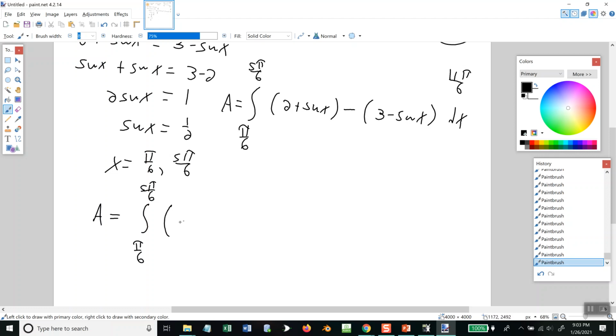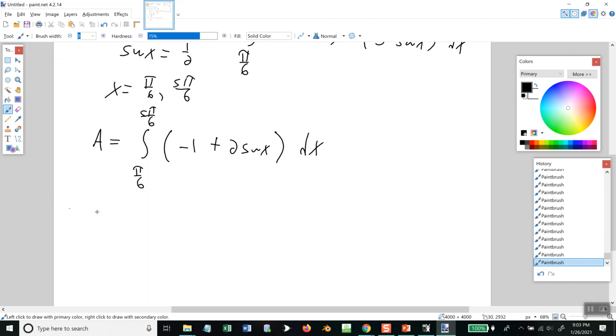2 minus 3 is -1. Sine minus, that gives me 2 sine dx. So that gives me, let's see, negative x. What's that give me? Integral of sine. Cos negative, yeah. So minus 2 cosine x, from pi over 6 to 5 pi over 6.